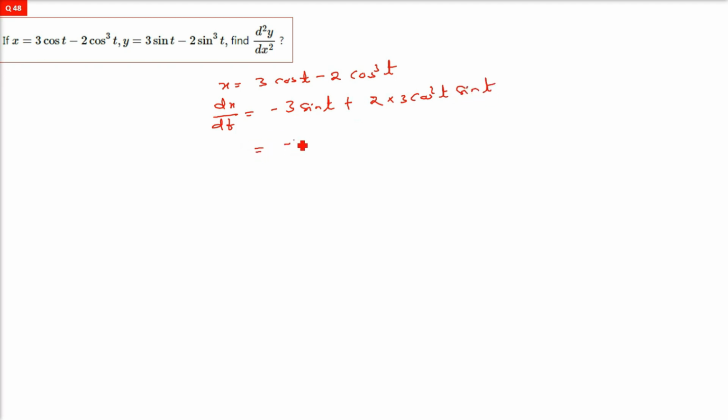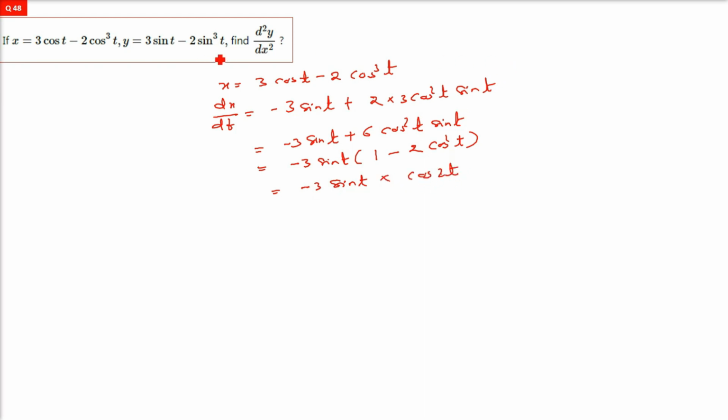So you can just write it simply like this: minus 3 sin t plus 6 cos square t sin t. I'm taking minus 3 sin t common because it is going to be used later on, and inside this you have 1 minus 2 cos square t. So this, 1 minus cos square t and 2 sin square t minus 1, will be cos 2t. You'll just see. So I'm just writing this as cos 2t. Actually it is negative, but I'll first do the y part.